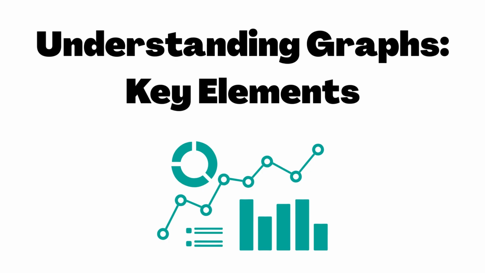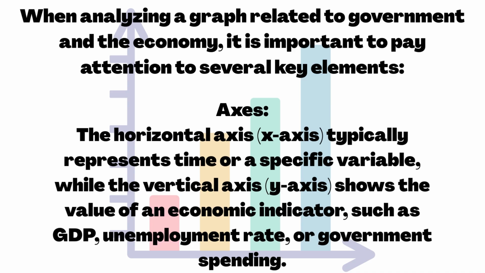Understanding graphs, key elements. When analyzing a graph related to government and the economy, it is important to pay attention to several key elements. Axes. The horizontal axis, x-axis, typically represents time or a specific variable, while the vertical axis, y-axis, shows the value of an economic indicator, such as GDP, unemployment rate, or government spending.